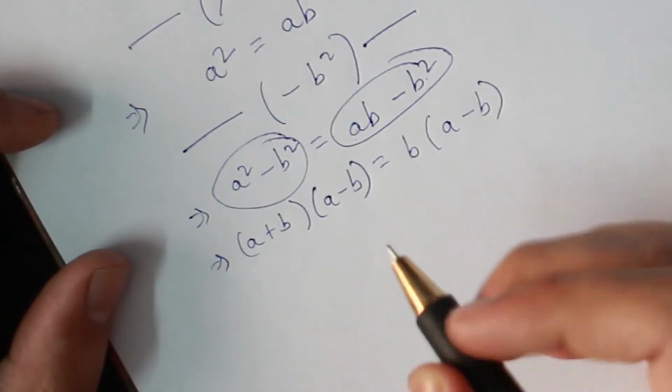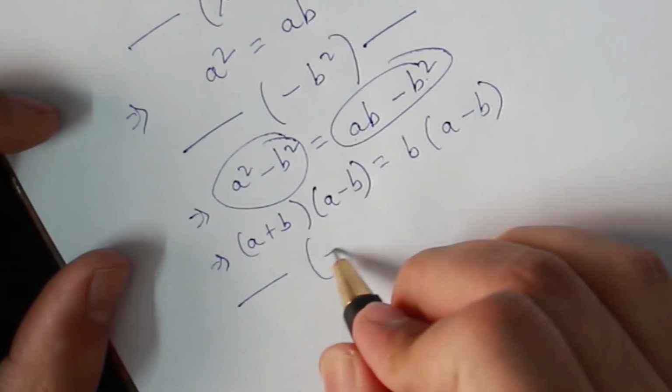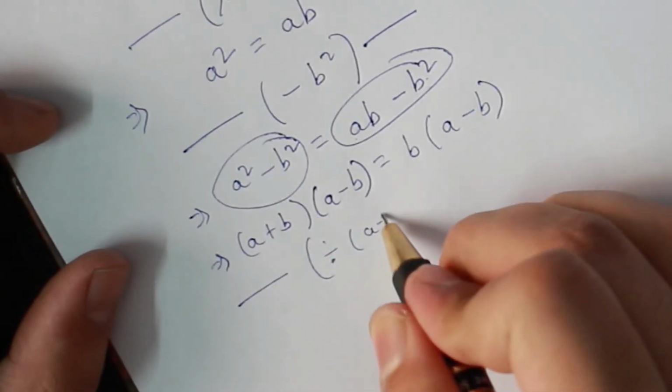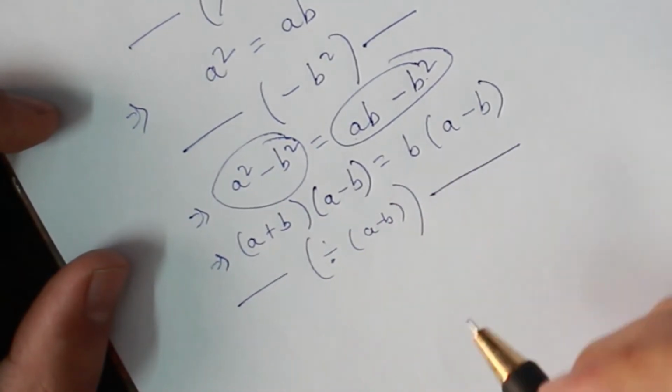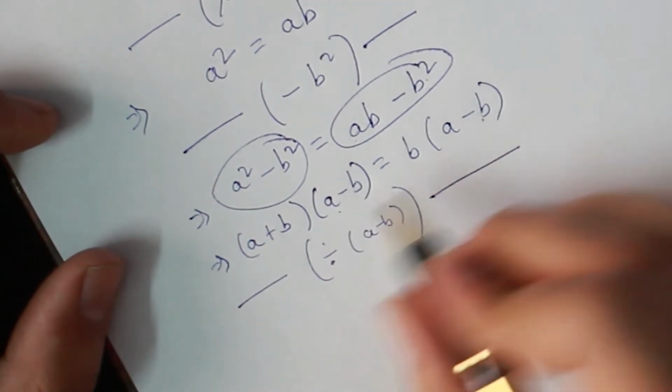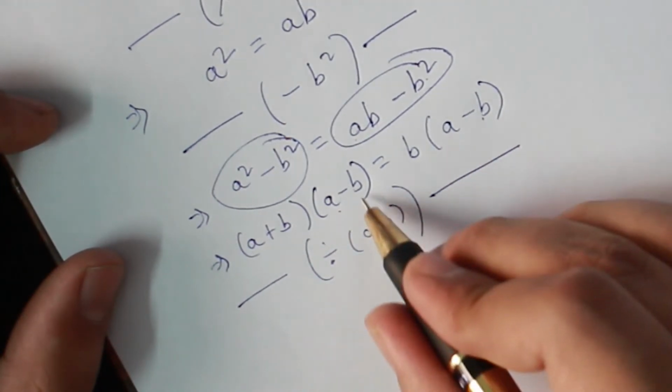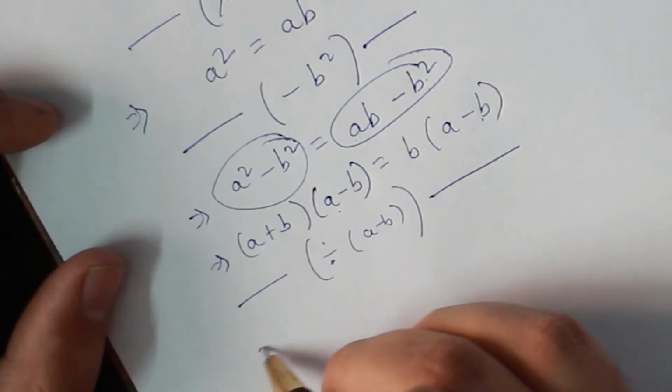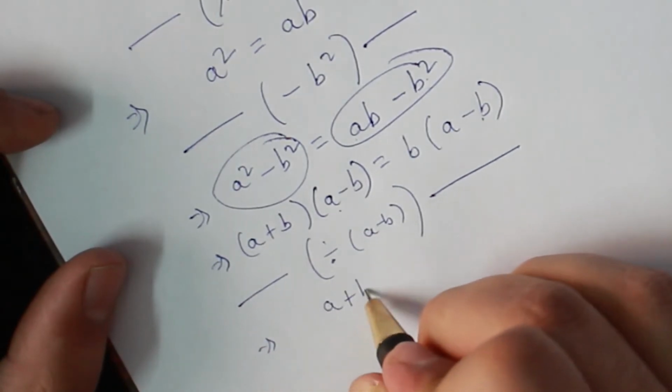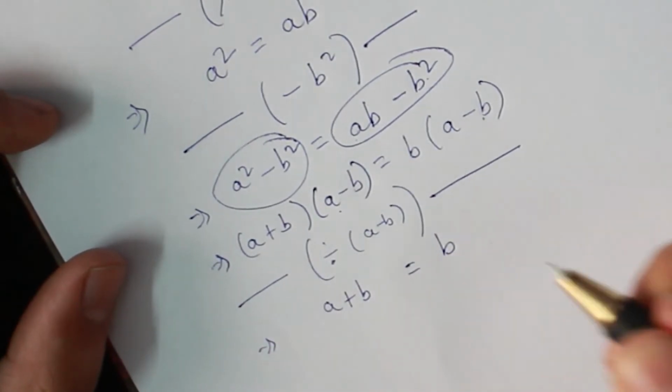At this point, I'm going to divide both sides by A minus B, and the A minus B will be equal to 1 on both sides. If we divide both equations by A minus B, it will result in A plus B equals B.